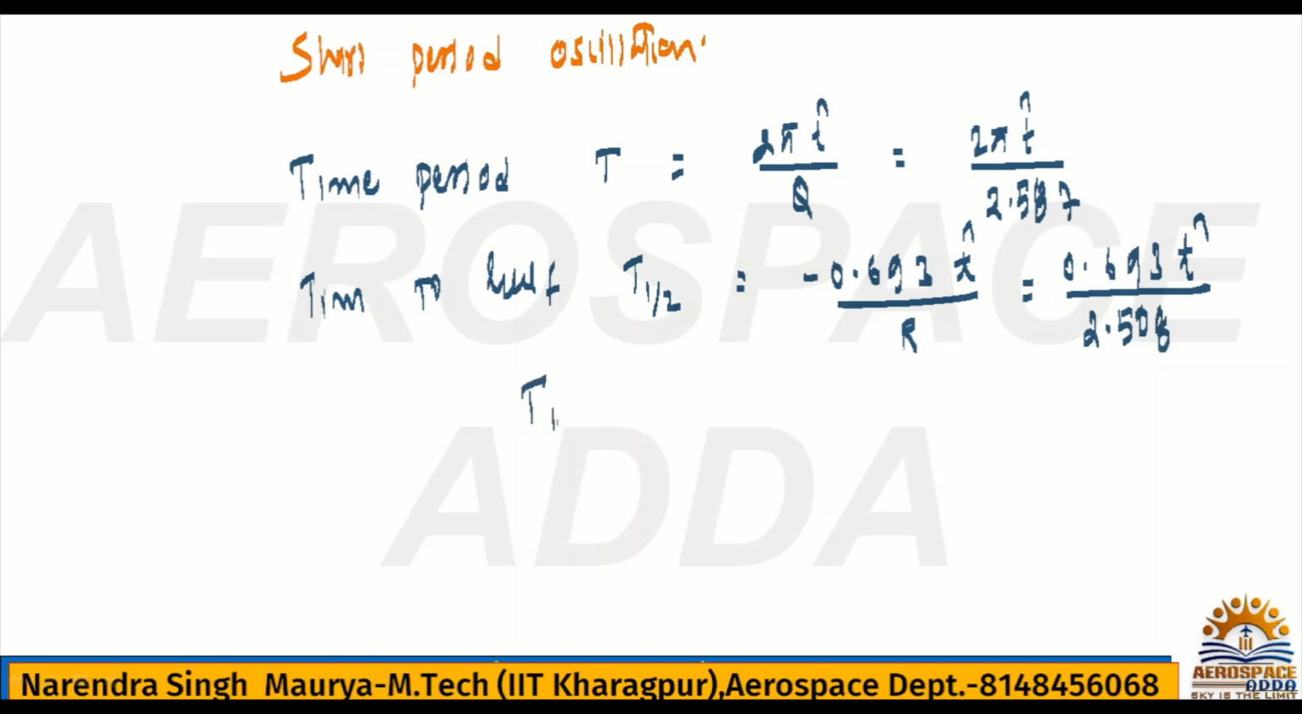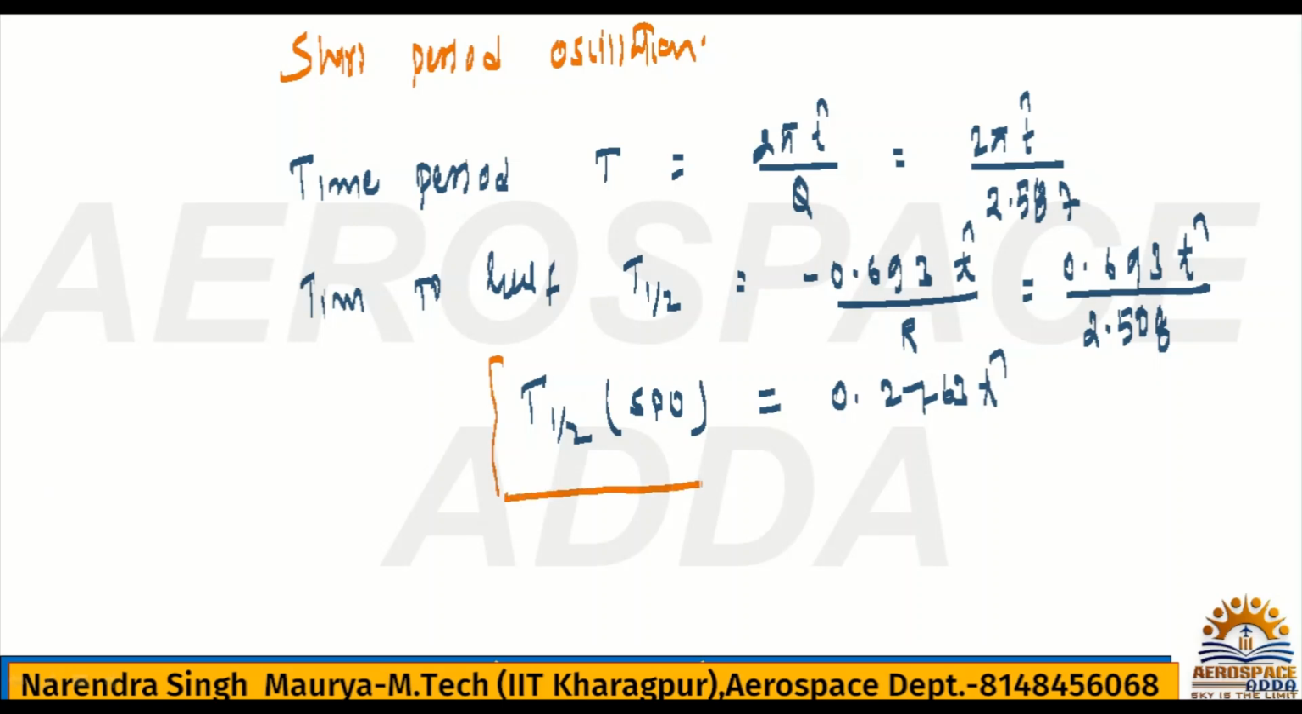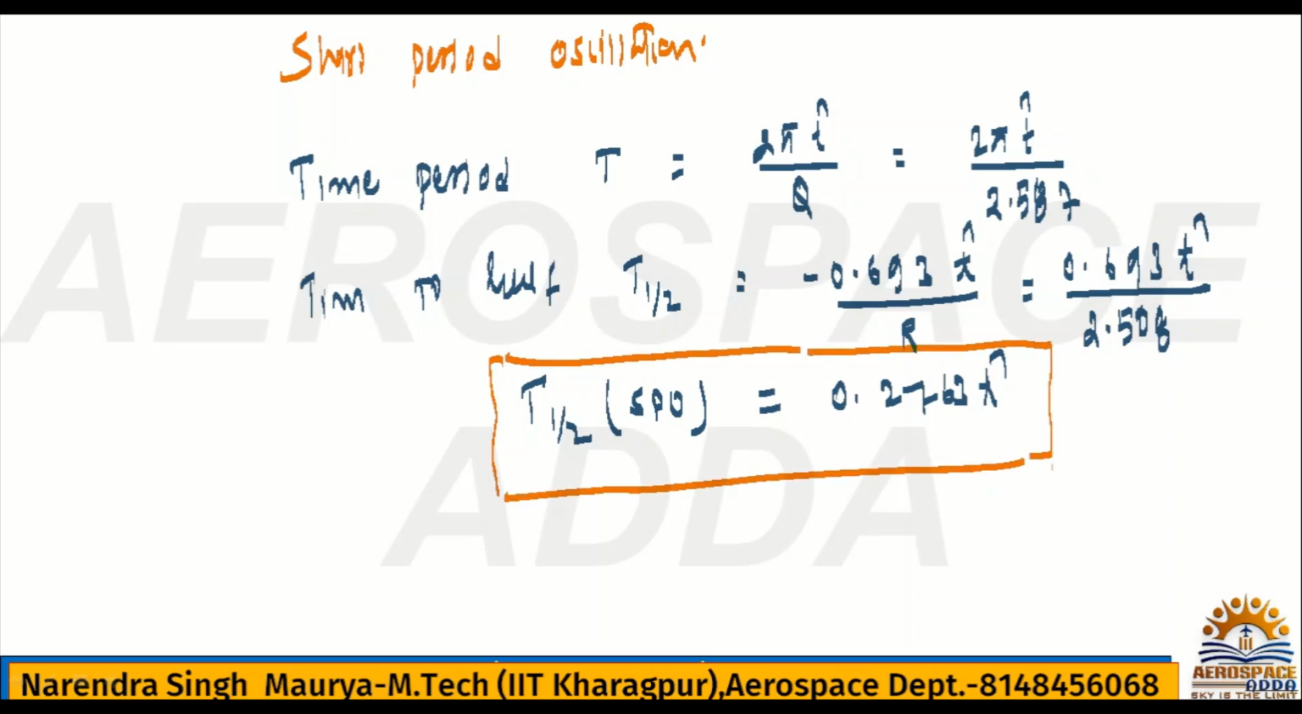time to half, T1 by 2. It is for what? Short period oscillation, SPO. If you calculate 0.693 divided by 2.508, it is almost 0.2763 T cap. And I will explain what the T cap is also. That value I had given, but mass and velocity they have not given, density they have not given. So T you keep as it is.